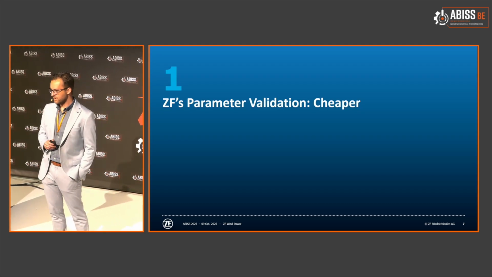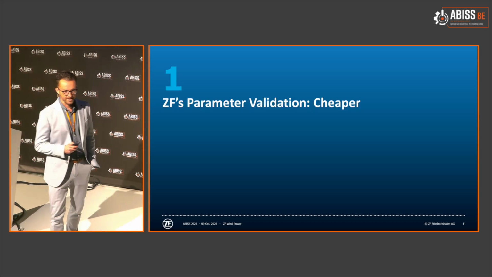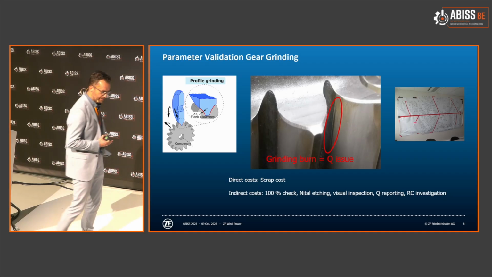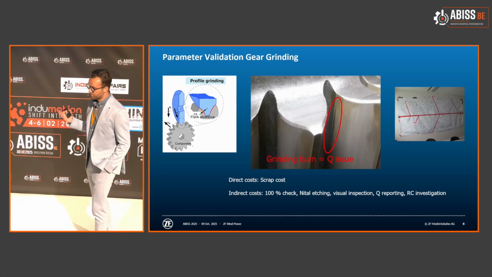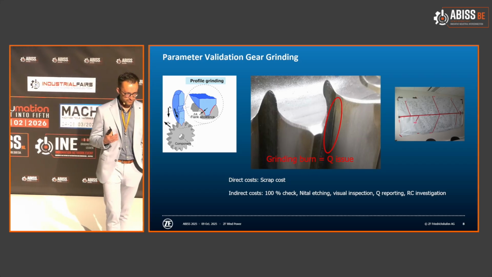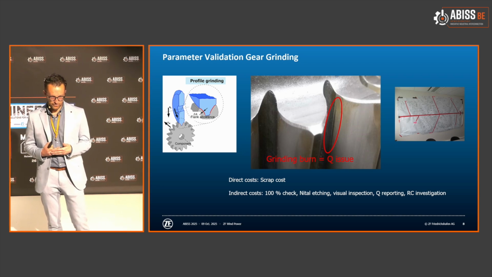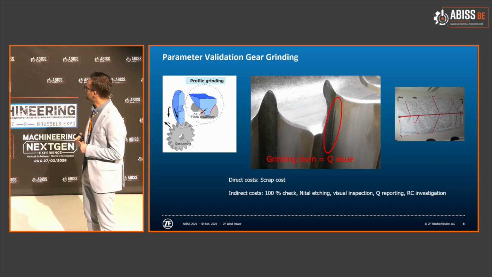The first example is what is called our parameter validation, and it has to do with our gear grinding process. Gear grinding, for those that are not familiar with it, has to do with a grinding wheel that takes off very limited material, less than a millimeter, of your gear that you're producing, after heat treatment, that is.